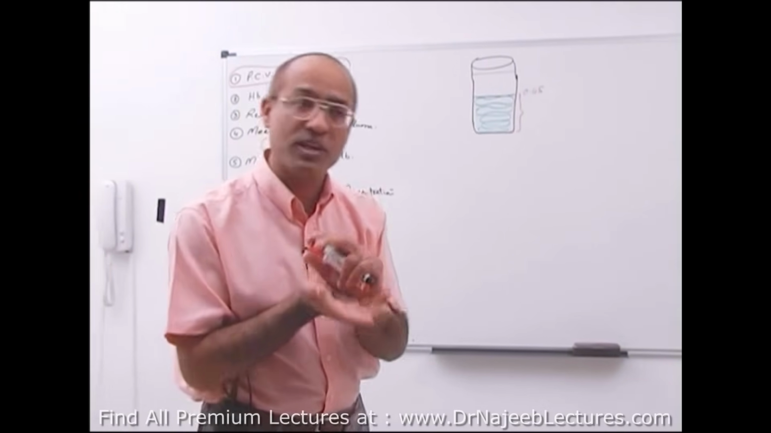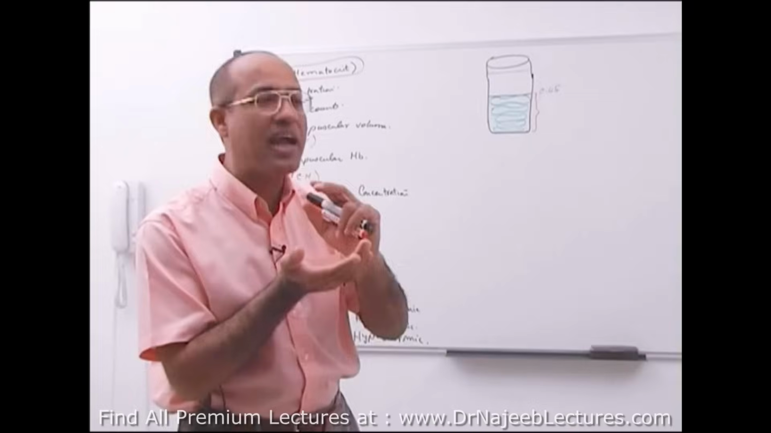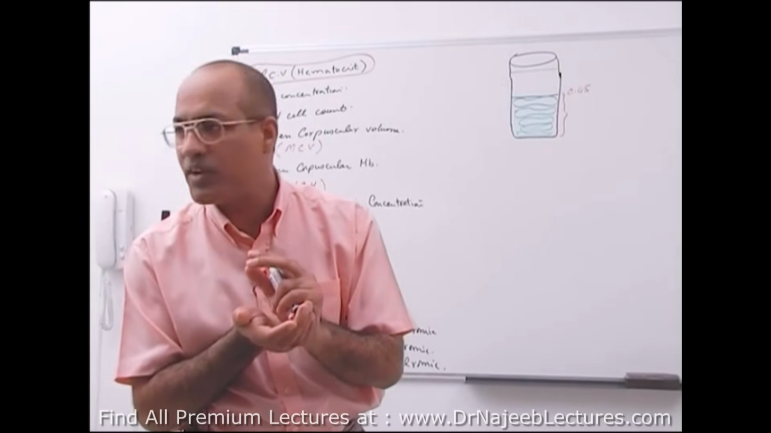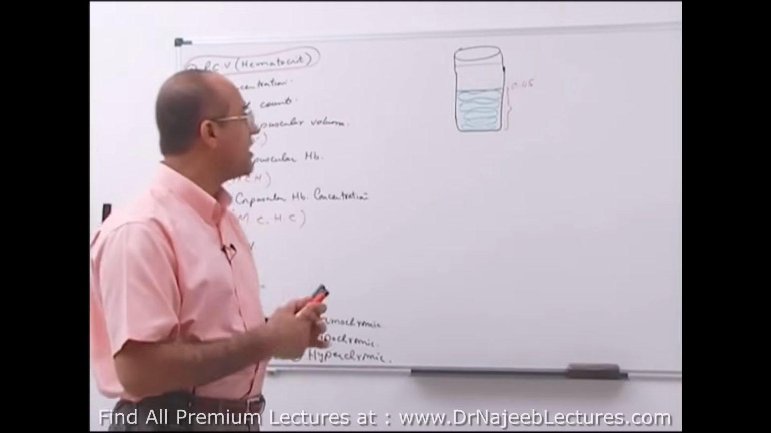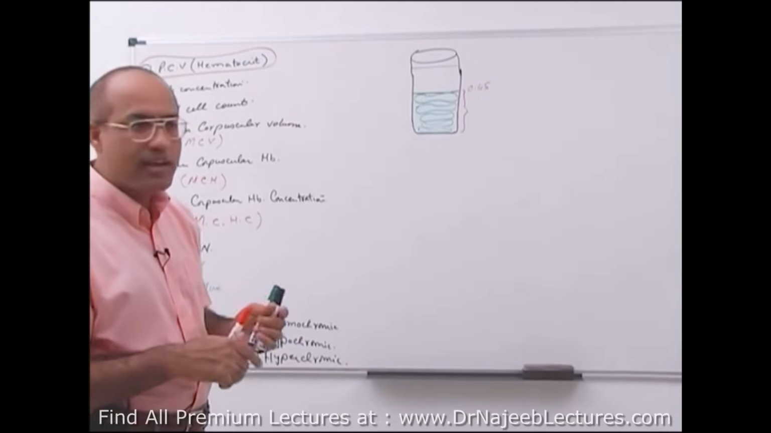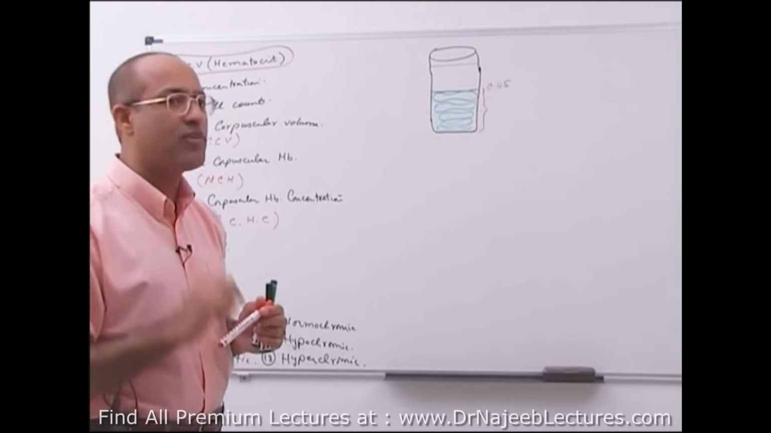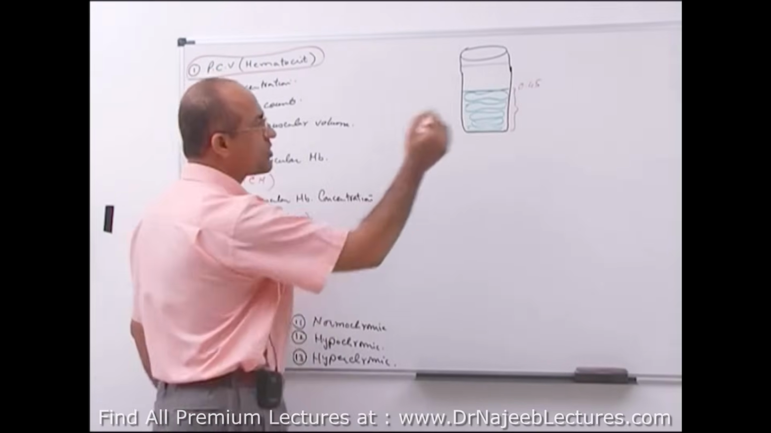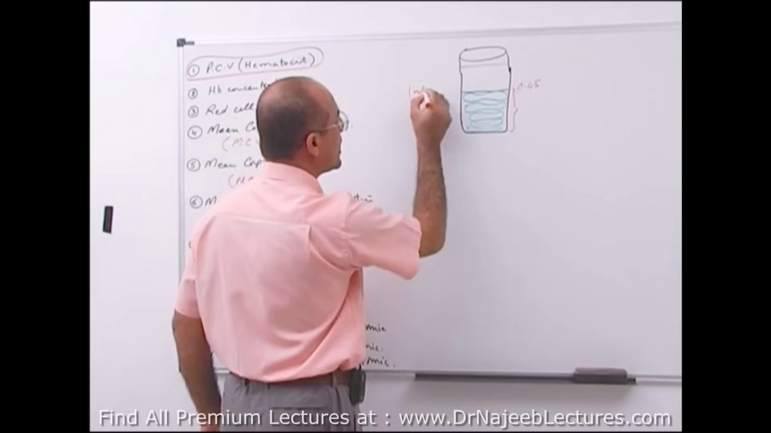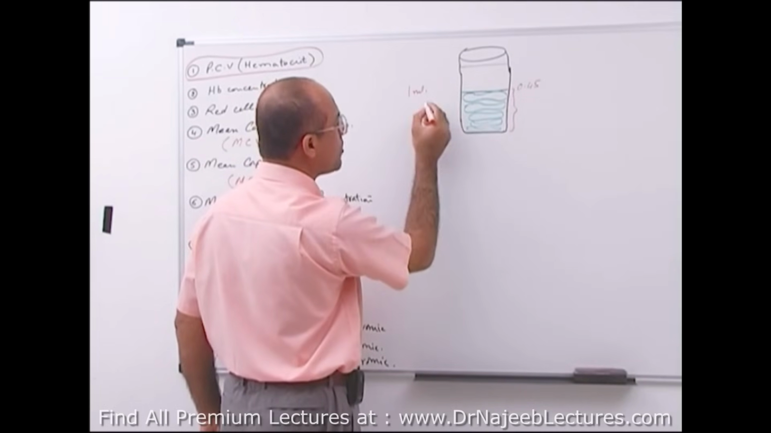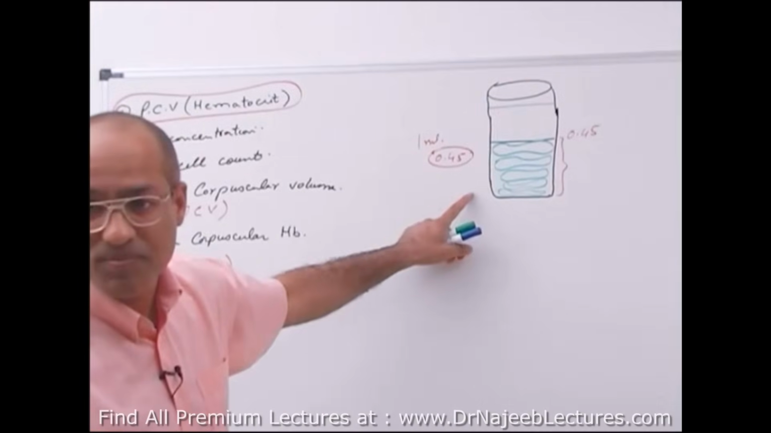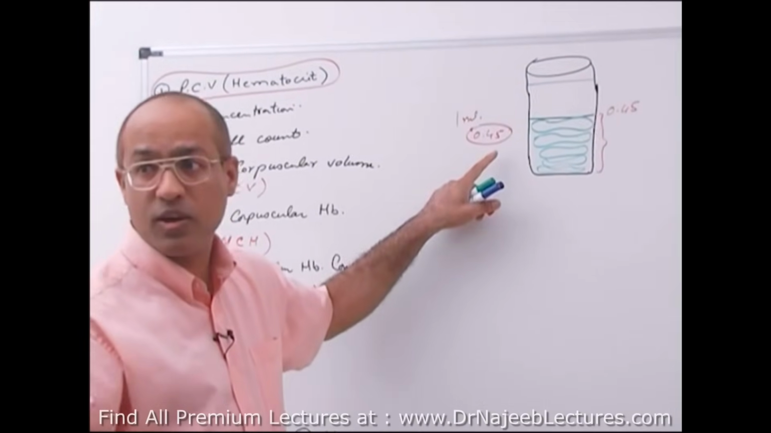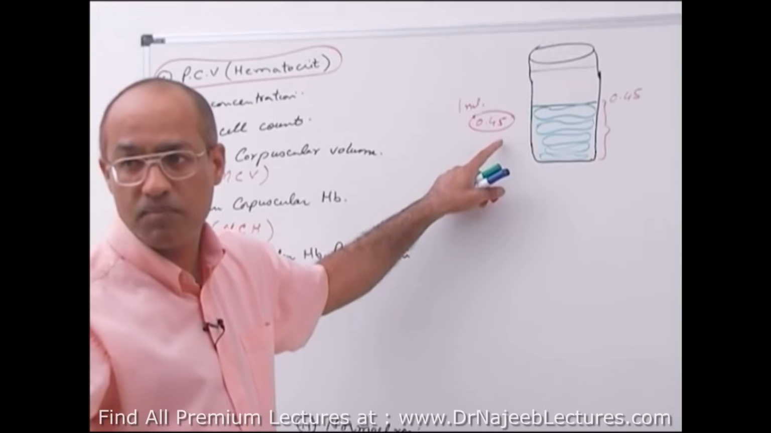Or we can reverse the statement that within the packed cell volume, we should know what is the number of RBCs. Is that right? Now first normal, let's suppose our person is normal. In a normal person, in 1 ml of blood, let's suppose this is 1 ml of blood, how much is the packed cell volume? 0.45. Is that right? Of course, 0.45 ml.